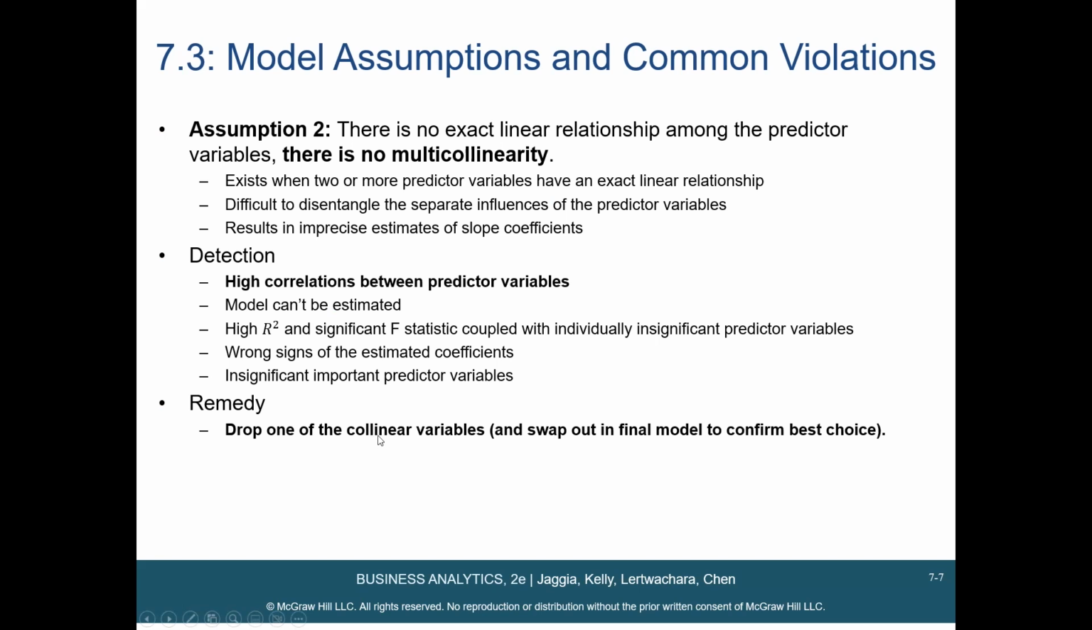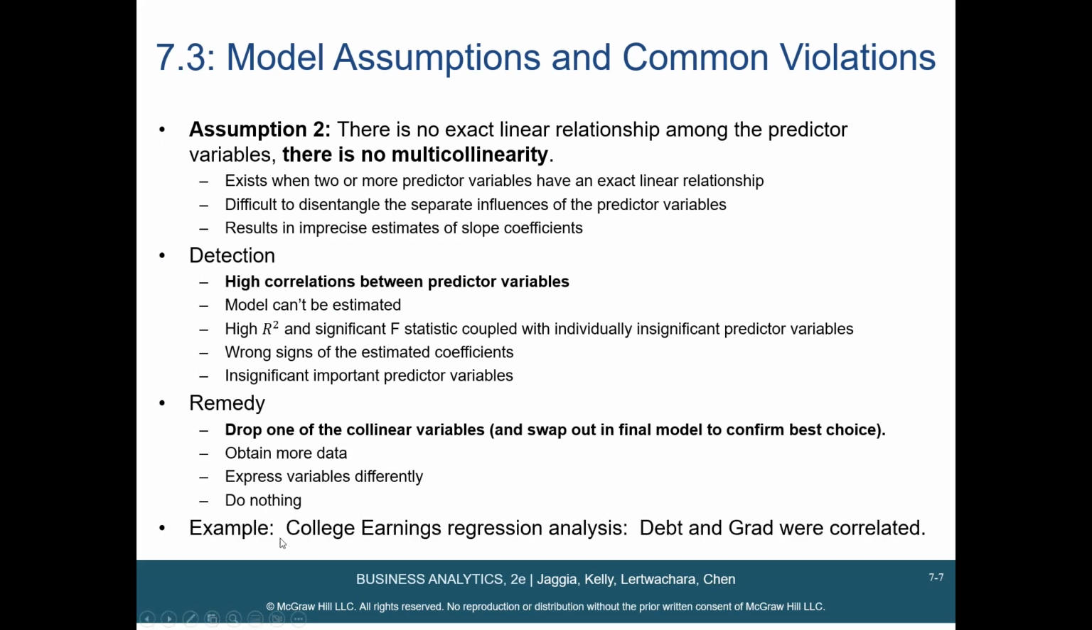Of your collinear variables, because you could have like three that are all related, you pick the one that you think makes the most sense. And then at the end, when you have your final model, you're going to swap in the others to see if they improve the fit. Sometimes what you think originally may not be the best choice ends up being the better choice. You can always do these other things as well. And we saw the example in class of this with the college earnings. We saw that debt and grad were correlated in that example. And we tried swapping them out. We ended up going with grad as our predictor.